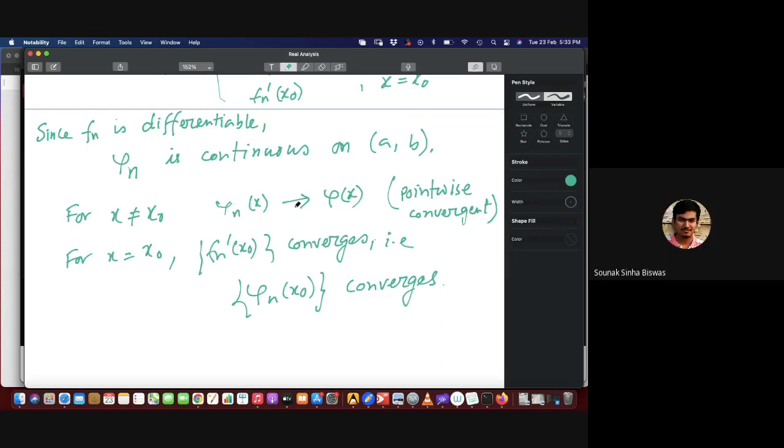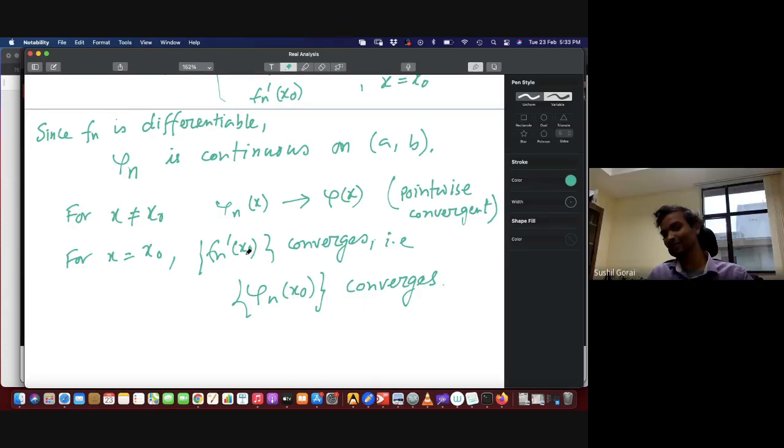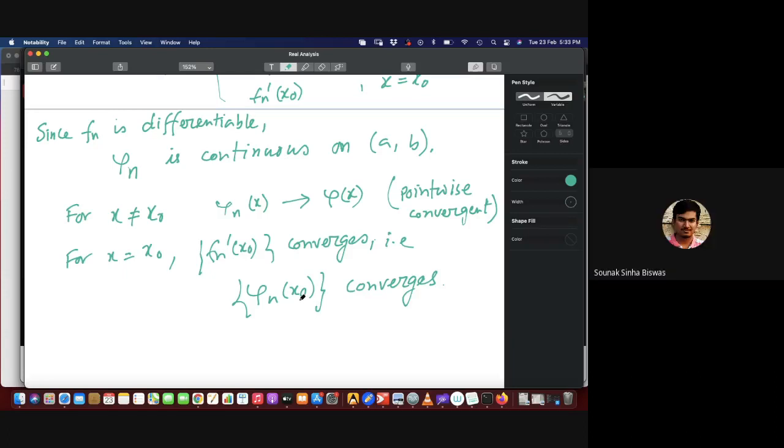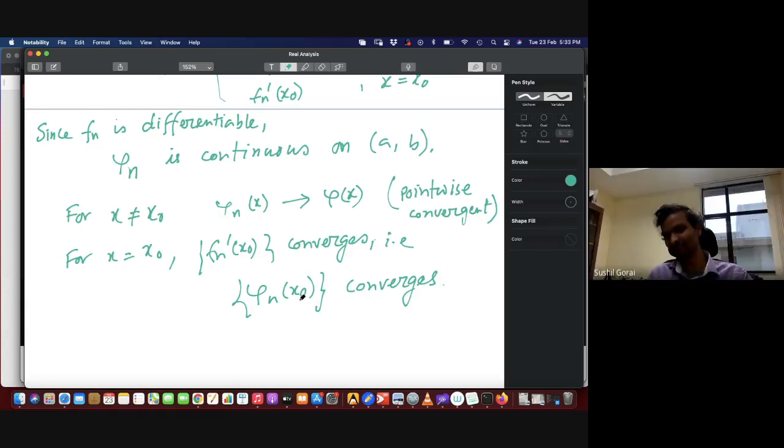At x naught, it converges because fn prime converges uniformly on every closed interval, and this is only one point. x naught is a fixed point. So these are a sequence of numbers, and this converges. The question is whether phi n x converges uniformly. That is the question. If yes, then we get the answer. Do you know how?